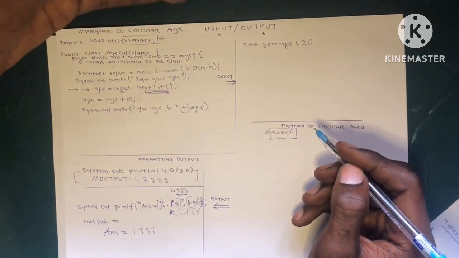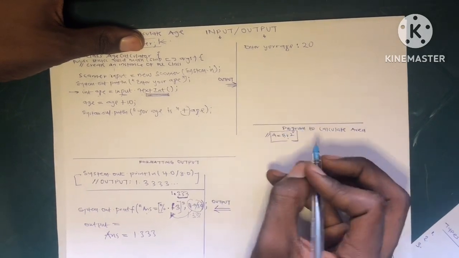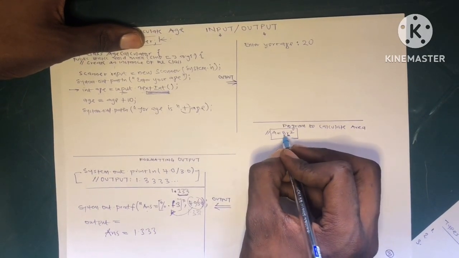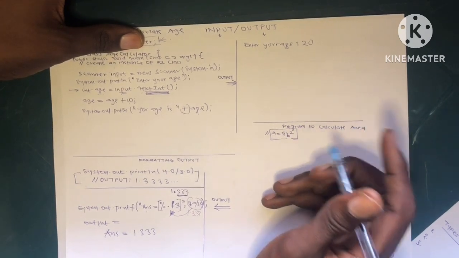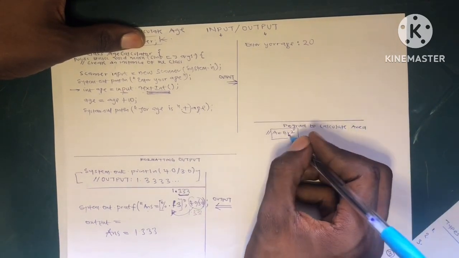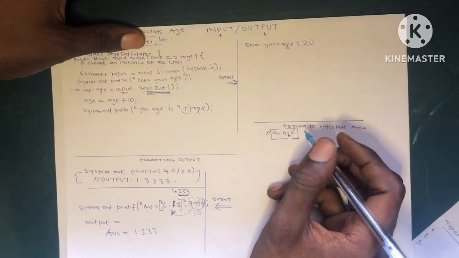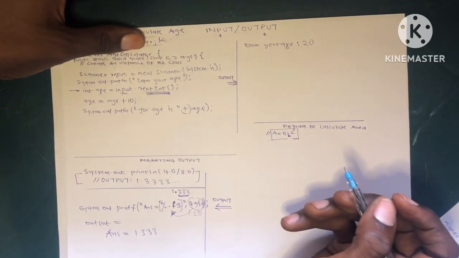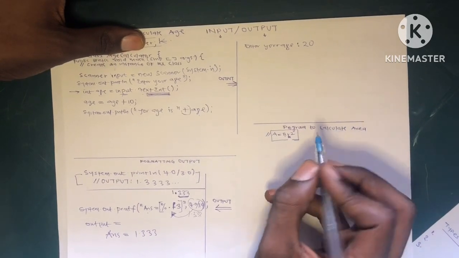Now, this is what we do. Don't forget, we don't know what our r is, right? But we know what pi is. Pi is basically 3.142. But we don't know what our radius is. So what we do is that we need to obtain input from a user. And since we intend to obtain input from a user, what we do is this.